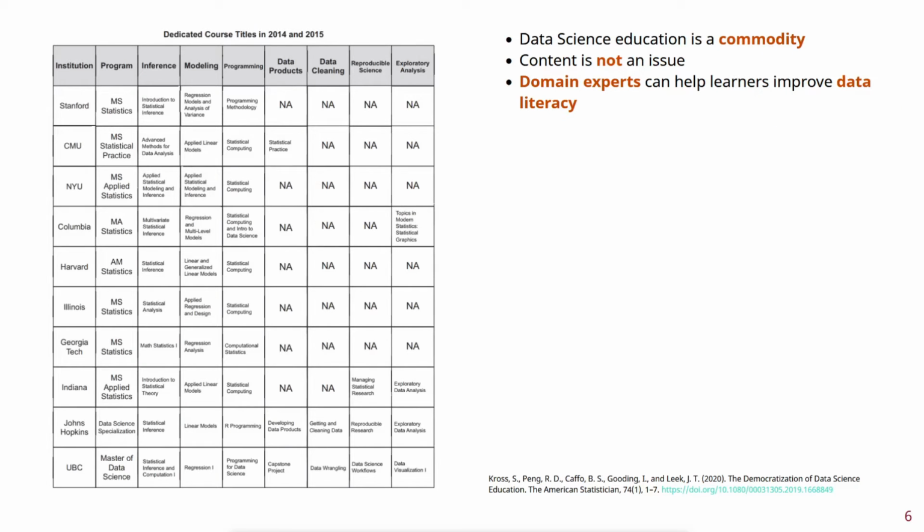Data science is not a commodity. The content is not really an issue. What can be done is having domain experts help learners improve on data literacy. If we look at a lot of the data science courses, specific courses around data products and data cleaning are really missing. And we can use domain experts to fill in those knowledge gaps.